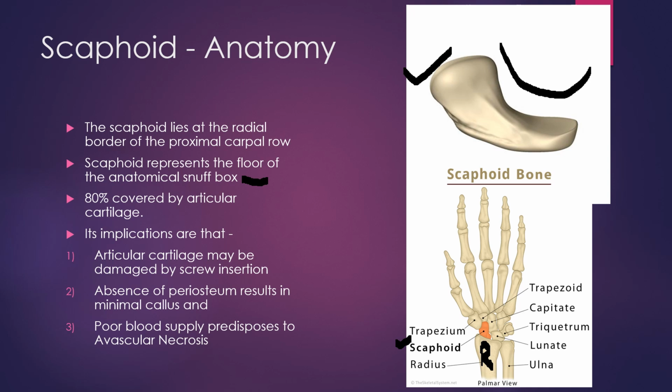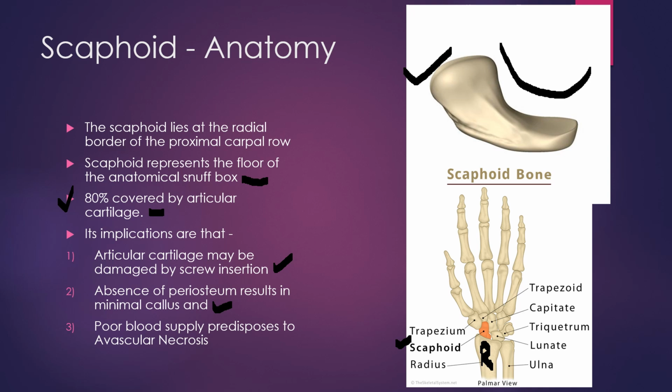One peculiarity about the scaphoid bone is that 80% of its surface is covered by articular cartilage. What is the importance of this point? The articular cartilage may be damaged by screw insertion while doing surgery. So we have to be very vigilant about the screw insertion. It may pierce the articular surface and cause arthritis. As 80% is covered by articular surface, it is not covered by periosteum. As periosteum is not there, there will be minimal callus formation after fracture, so there will be more chances of non-union.